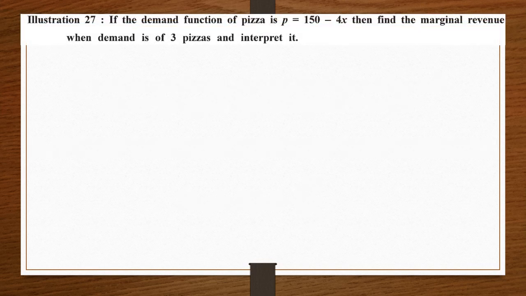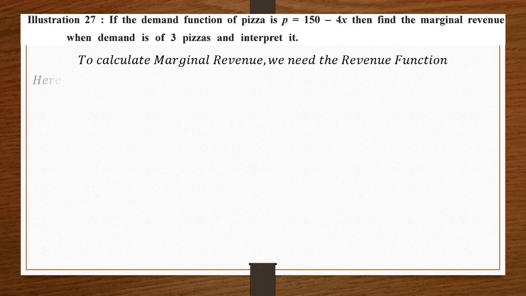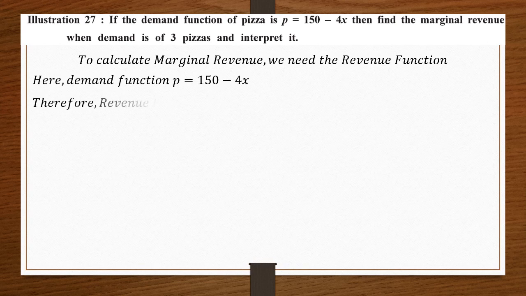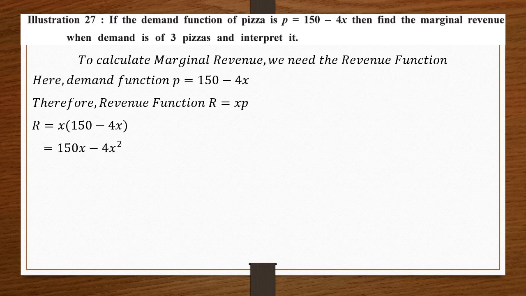First illustration, that is illustration 27. If the demand function of pizza is P equals 150 minus 4x, then find the marginal revenue when demand is of 3 pizzas and interpret it. Okay, the demand function P equals 150 minus 4x is given, but to calculate marginal revenue we need the revenue function. The given function here is the demand function, and we know that the revenue function will be R equals X into P. So R equals X into P, that is x into 150 minus 4x, and when we simplify it becomes 150x minus 4x square.